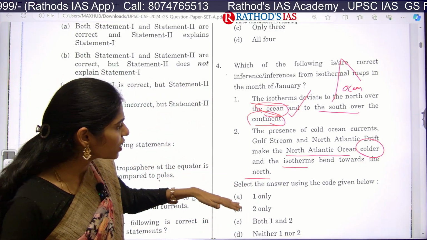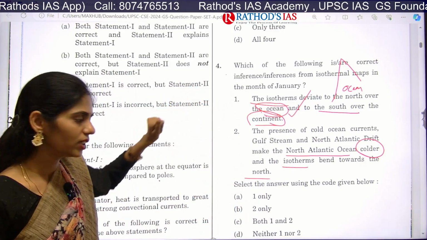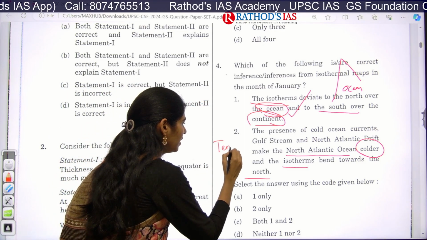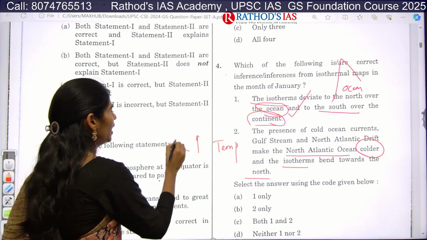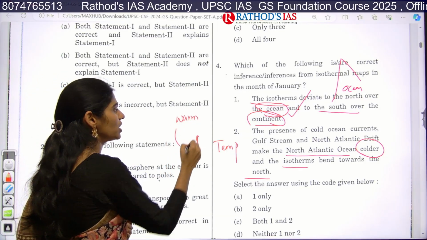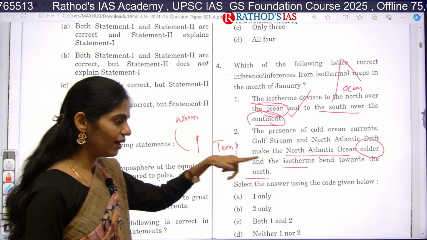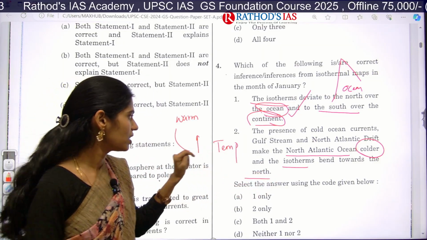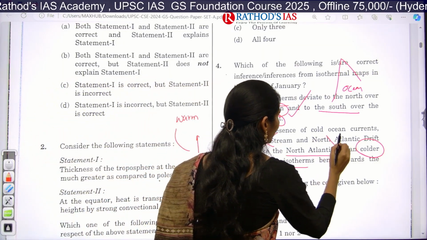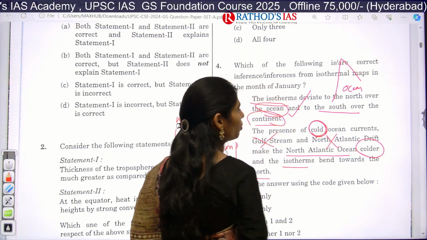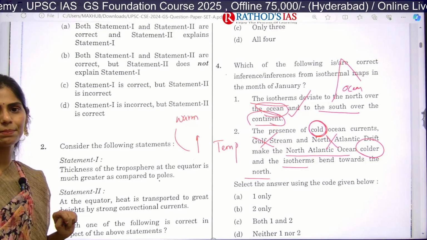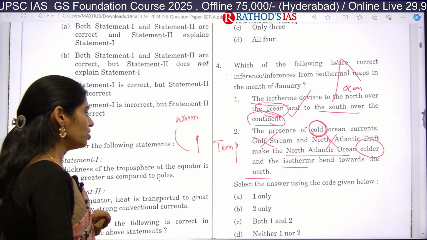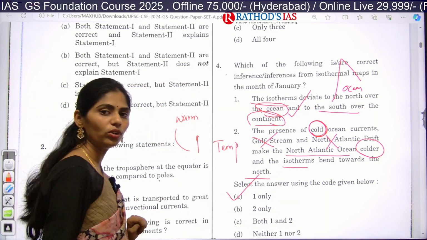When these isotherms are moving towards the north, it is whenever the temperature is high. So if the temperature needs to be high, there should be warm ocean currents rather than cold. And one more thing you can identify here is that the Gulf Stream and North Atlantic Drift are not examples of cold currents. They are warm currents. So the second statement is absolutely incorrect. So the correct answer here is A, 1 only. Clear?